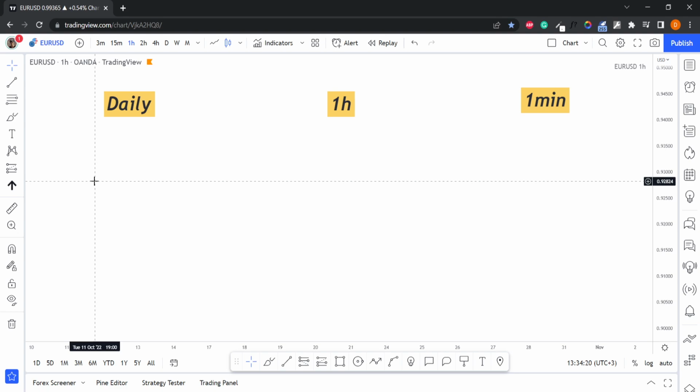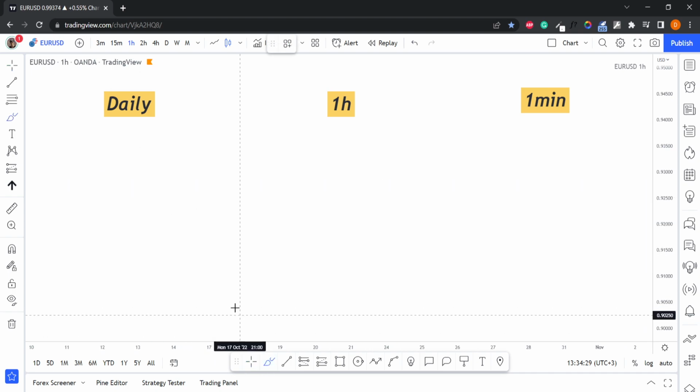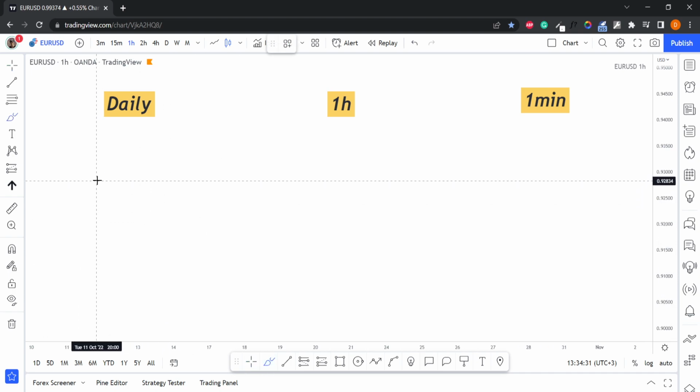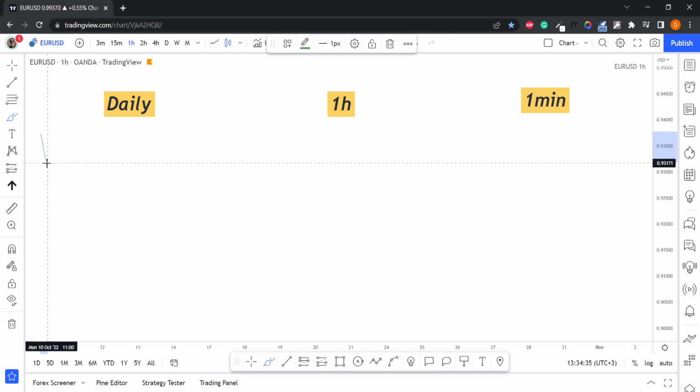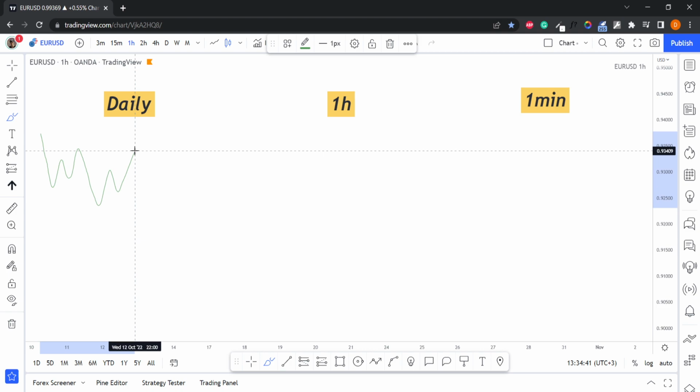In today's video, let's talk a bit more about confluences of different timeframes. So let's just jump straight into it. So imagine your daily time frame is showing something like this. Okay.